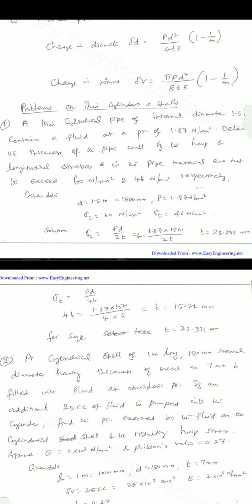We already know the formula for hoop stress and longitudinal stress. Hoop stress sigma c equal to p into d divided by 2 into thickness, where pressure value is 1.87 into diameter 1.5 meter, 1500 mm, divided by 2 into t, thickness. We have the sigma c value, sigma c is 60 Newton per mm square. So we substitute that value: 60 equal to 1.87 into 1500 divided by 2 into t. Based on this equation, we find the thickness small t equal to 23.375 mm for hoop stress.